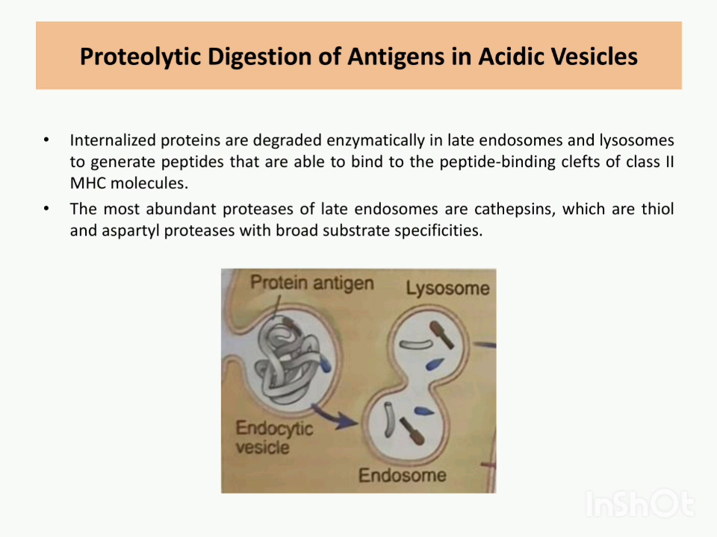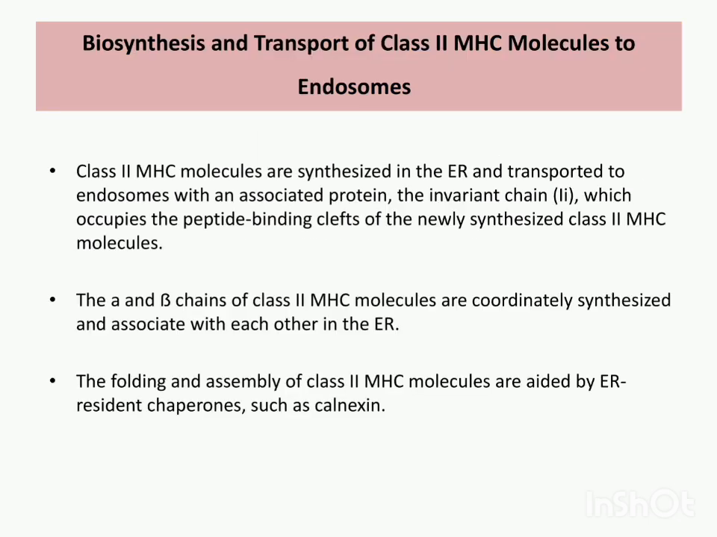Internalized proteins are degraded enzymatically in late endosomes and lysosomes to generate peptides that are able to bind to the peptide binding clefts of class II MHC molecules. The most abundant proteases of late endosomes are cathepsins, which are thiol and aspartyl proteases with broad substrate specificities. Biosynthesis and transport of class II MHC molecules to endosomes.